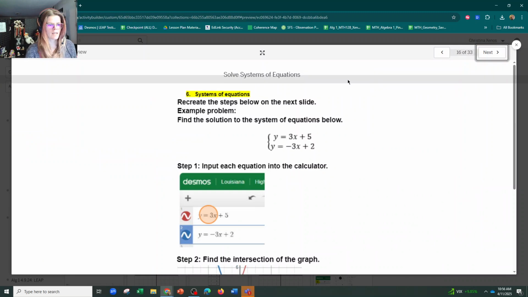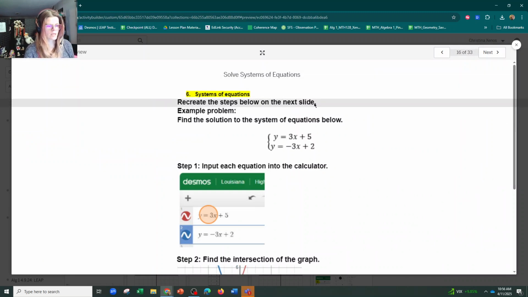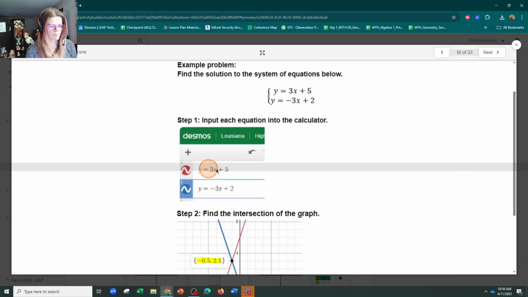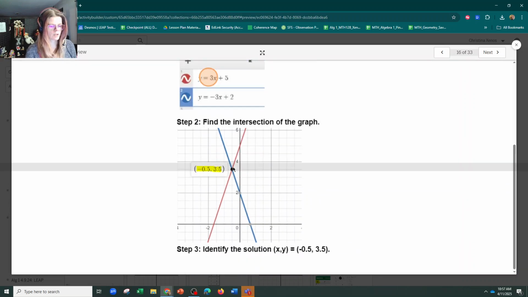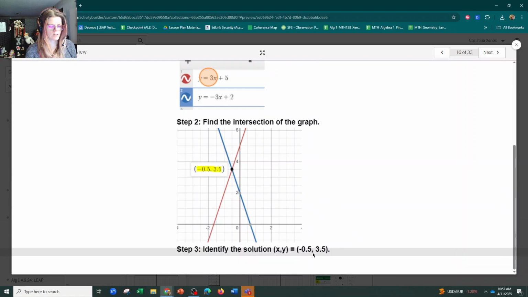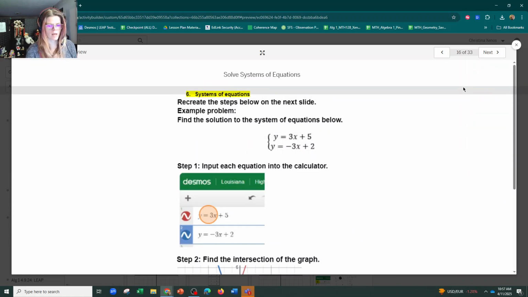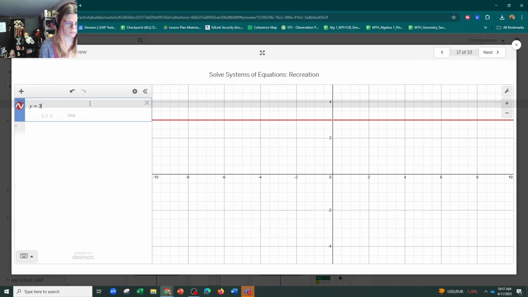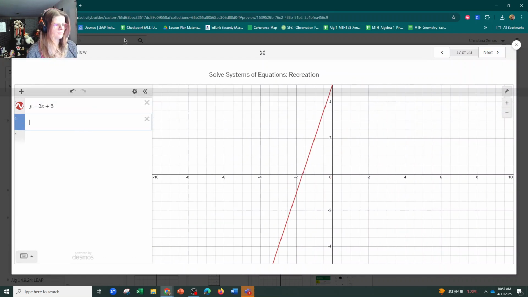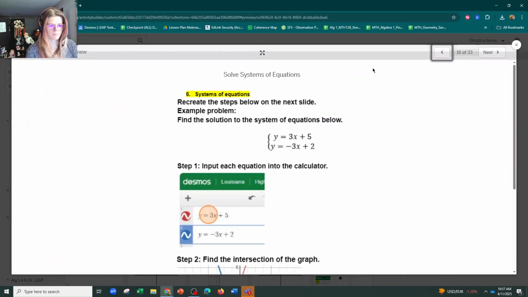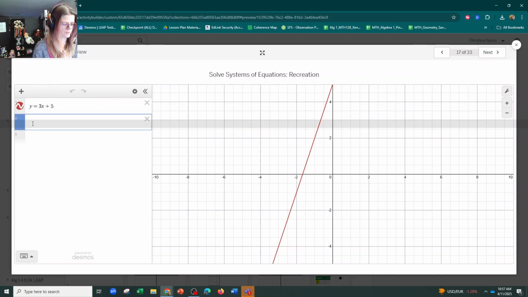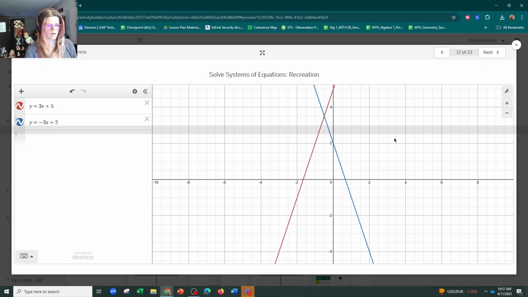Next, systems of equations. So we're going to recreate the steps below. They gave us a system of equations. We're going to input each equation into the calculator. We're going to find the intersection point and identify the solution. So we have y equals 3x plus 5 as our first one. And then our second one, y equals negative 3x plus 2. Go to the second row, y equals negative 3x plus 2. And there are our two lines.